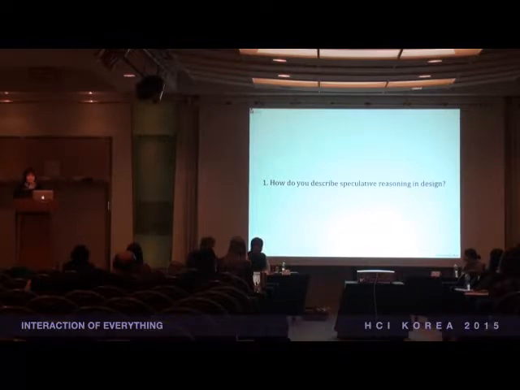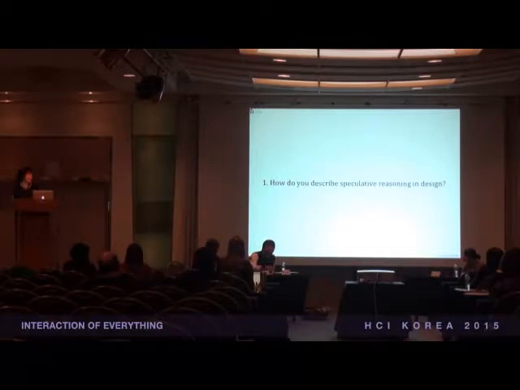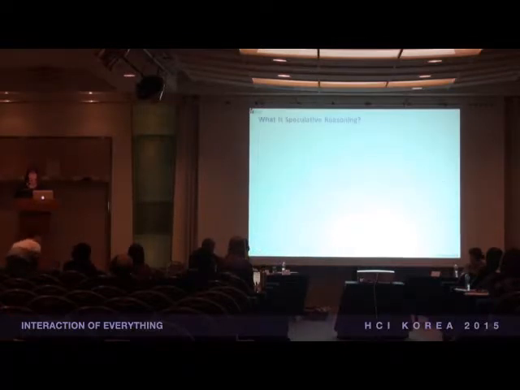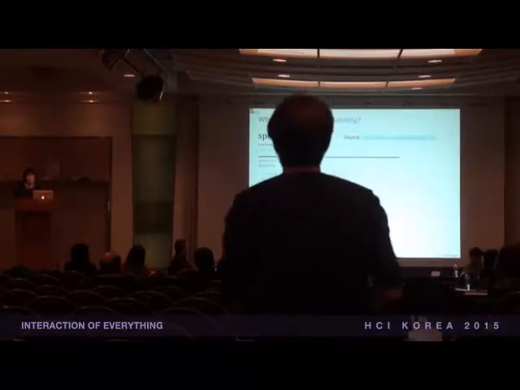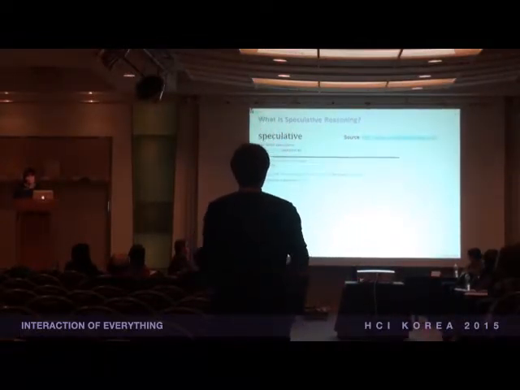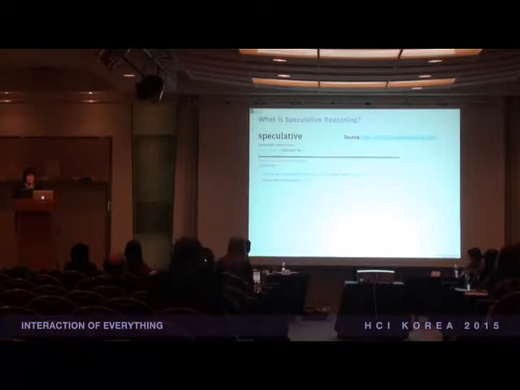Okay. Hello, everyone. I will go one by one with the questions as they were given to us. So for the first question, how do I describe speculative reasoning in design? Before I answered that, I looked up the dictionary to make sure what speculative reasoning means. The Oxford Dictionary defines speculative as: engaged in, expressing, or based on conjecture rather than knowledge. So what's important is that it involves conjecture.